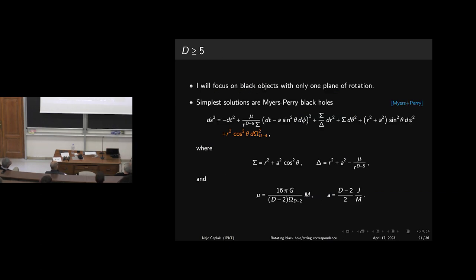In five dimensions or higher, the Kerr solution is generalized by Myers-Perry black holes. I will focus only on black holes with one plane of rotation. In higher dimensions you can in principle consider more, and the solutions are known, but for our purpose it will just be one. These are a straightforward generalization. Not really straightforward, but in terms of how you describe them, the first line is essentially Kerr, apart from the fact that you have d minus five, and then you add a sphere factor to it. All of these are just details that are not that important.